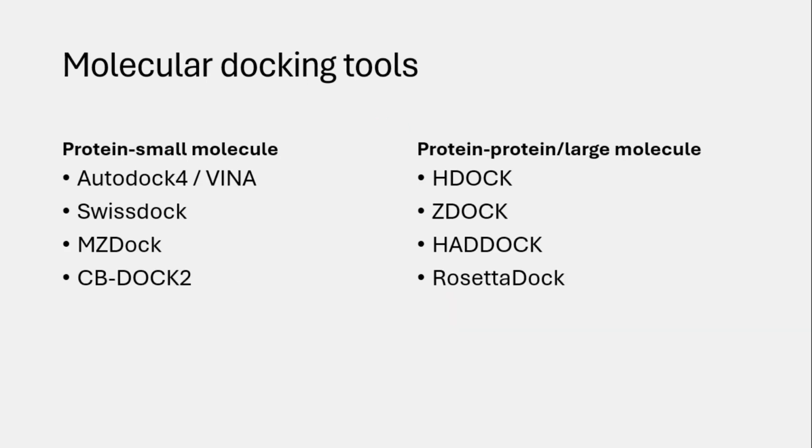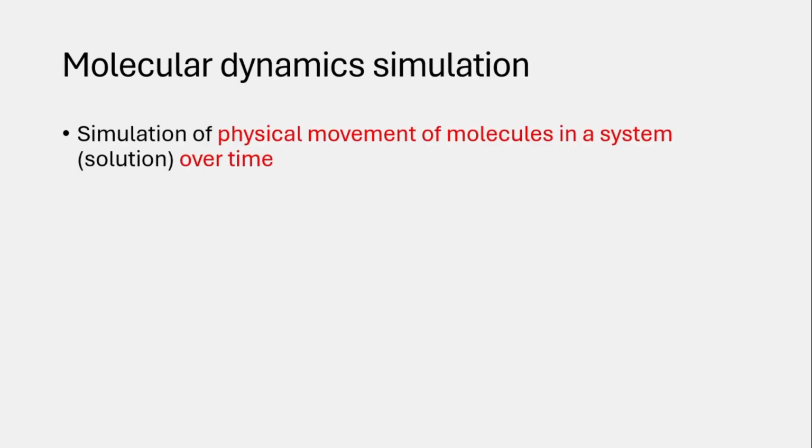These are the molecular docking tools that can be used. If you are looking into protein-small molecule docking, then we can use something like AutoDock 4 or Vina, which are the most popular. You can explore other molecular docking software. For this tutorial, we'll be focusing on CB-Dock2. And if you're working with protein-protein interactions or typically large molecules, we have other molecular docking tools such as HDOCK or HeadDock, and so on and so forth.